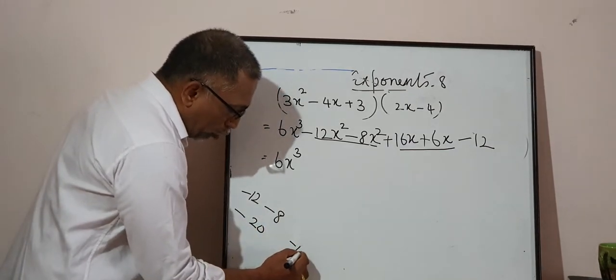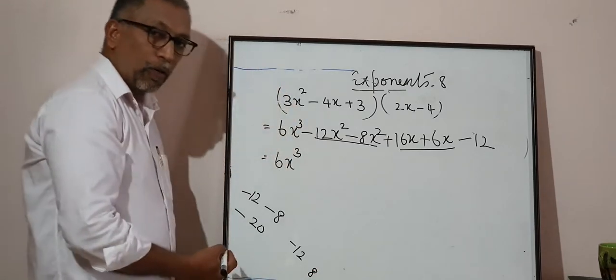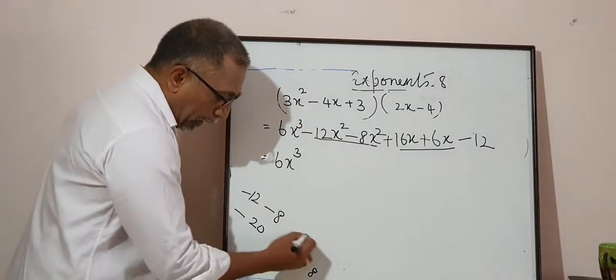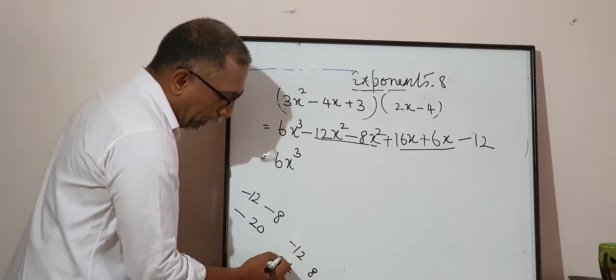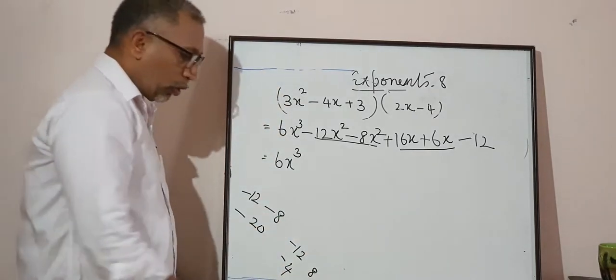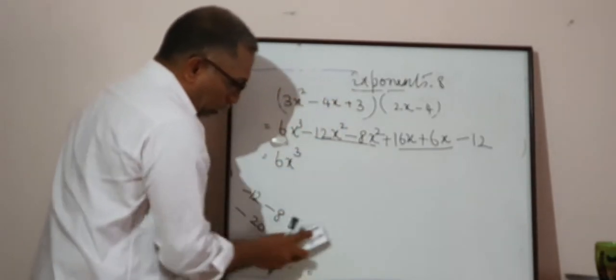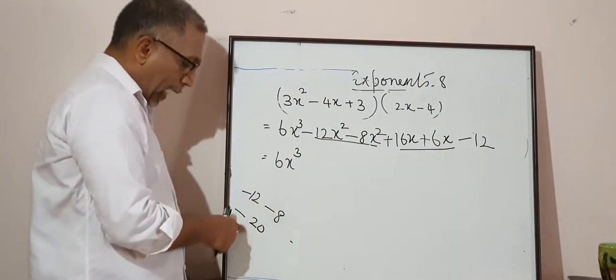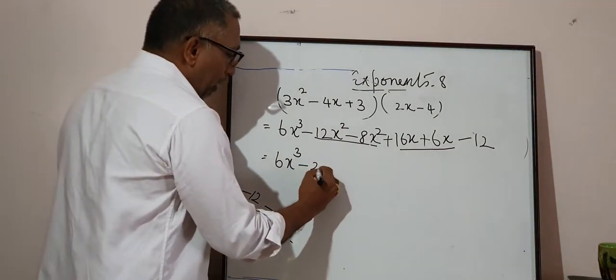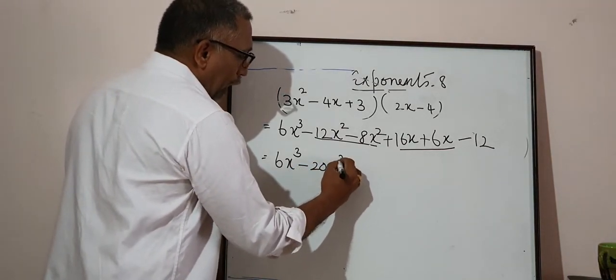Suppose it is negative 12 and positive 8. What will you do? It is different: subtract them and put the sign of the bigger number, so it is actually 4 with a negative sign. That is not applicable here, so don't get confused with that. Both numbers have the same sign, so add them and put the same sign: negative 20. The same x square.